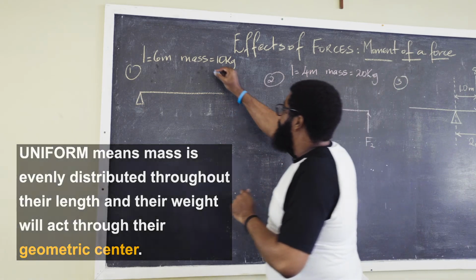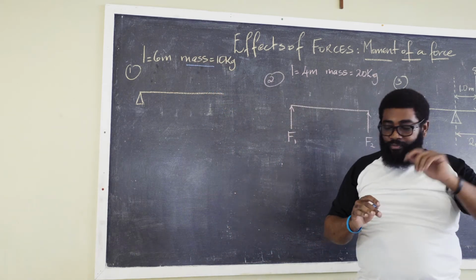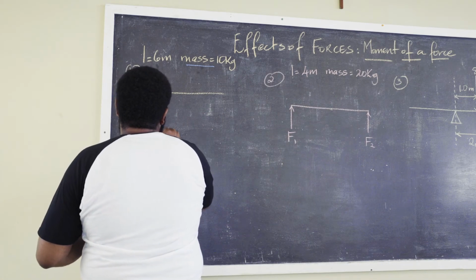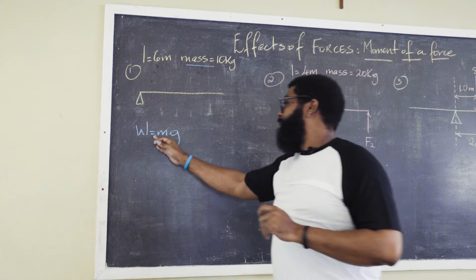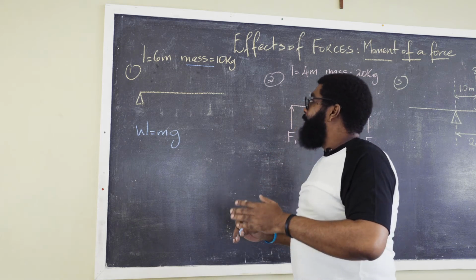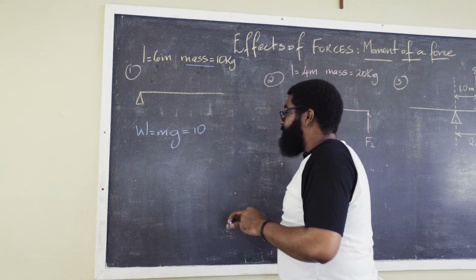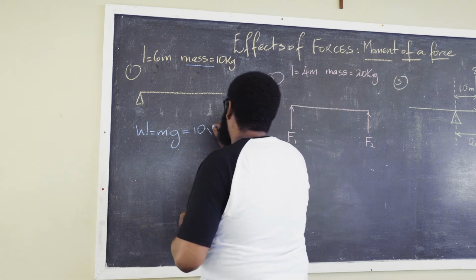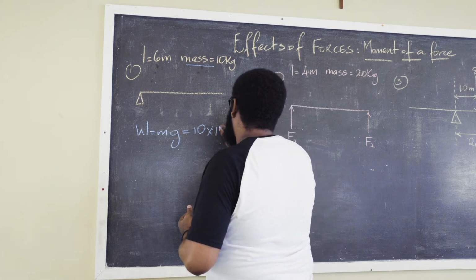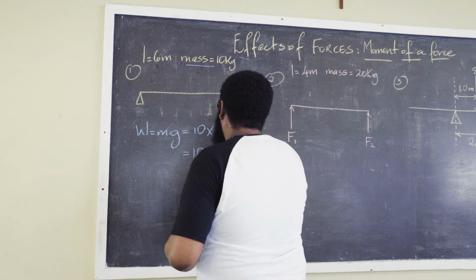For the first one, I gave you mass. Now, mass is 10 kilograms. If you remember, there is this little formula that says weight is equal to mass by acceleration due to gravity. W is equal to m times g. Mass is 10. And let's take acceleration due to gravity as 10 meters per second squared, or 10 newtons per kilogram. So we have 10 by 10, and this gives us a grand total of 100 newtons.